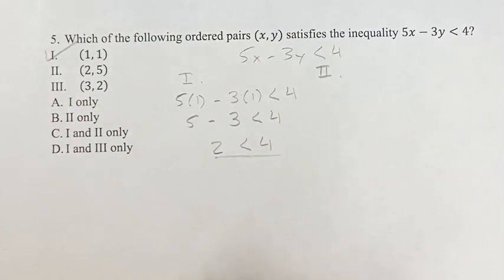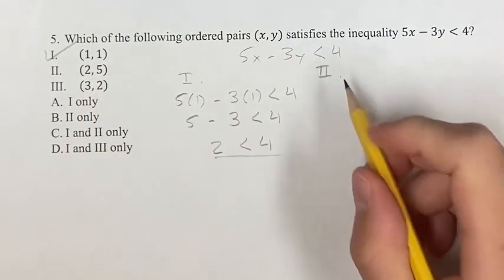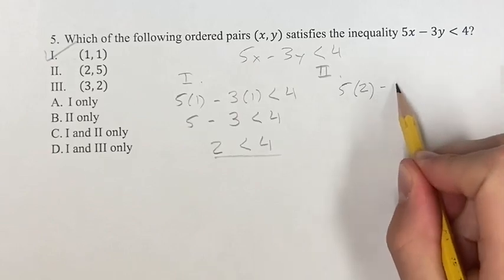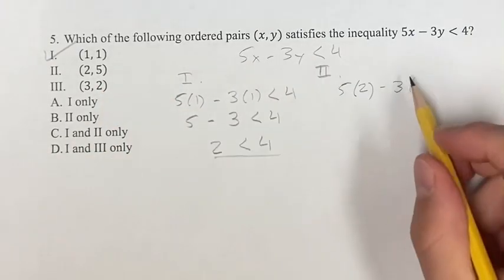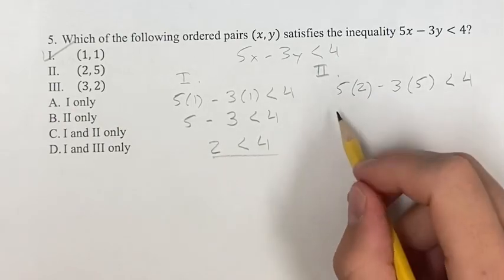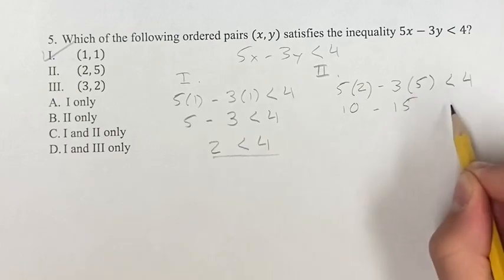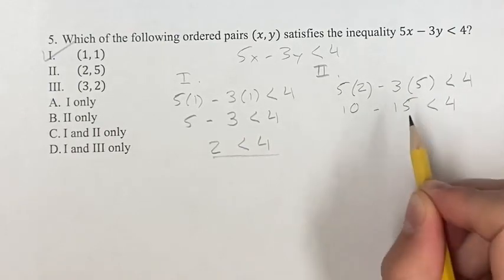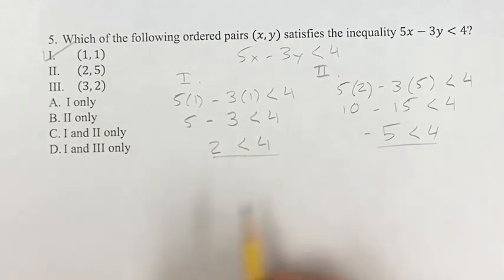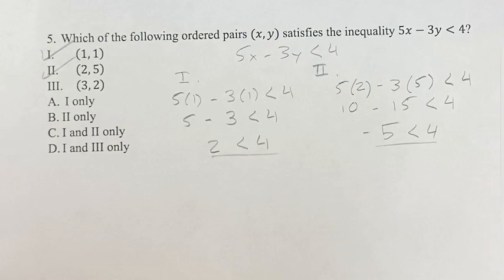Now we move on to 2. In this case, x is 2 and y is 5. So we have 5 times x is 2, minus 3 times 5 for y is less than 4. 5 times 2 is 10, minus 3 times 5 is 15, is less than 4. 10 minus 15 is negative 5, which is less than 4. This is true, and therefore 2 also satisfies the inequality.